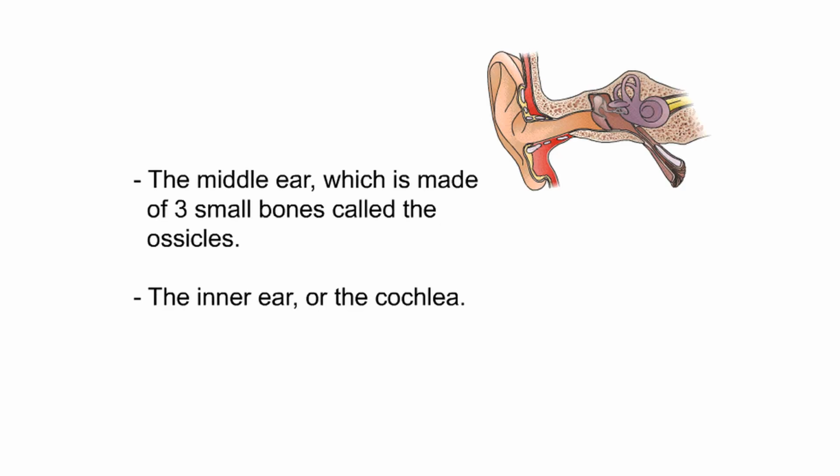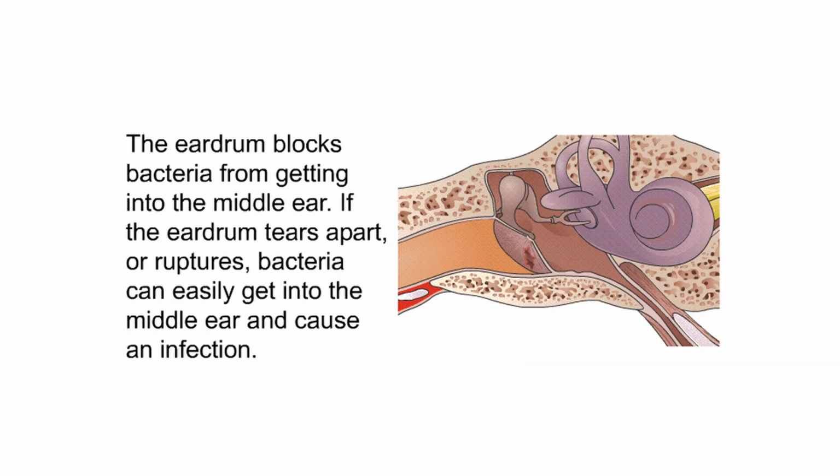The middle ear, which is made of three small bones called the ossicles. The inner ear, or the cochlea. The eardrum blocks bacteria from getting into the middle ear. If the eardrum tears apart or ruptures, bacteria can easily get into the middle ear and cause an infection.